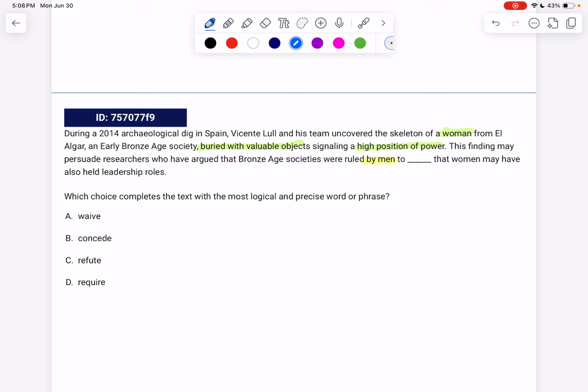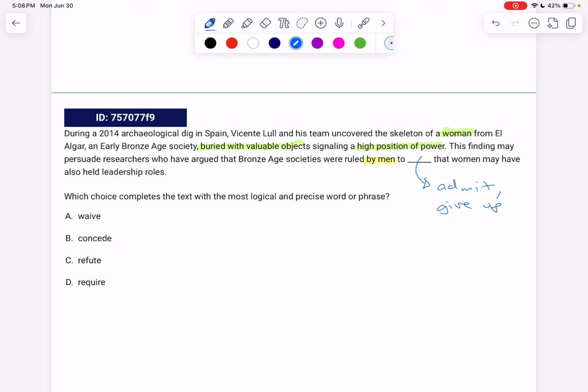Again, we're going to have a swap here, right? We're going to have a shift here. So really they're saying one thing and now they have to say the other thing. What's that called when you say one thing and then you have to say the other thing? Is it something like admit, give up, something like that, to say that, okay, women have also had leadership roles. So let's go to our answer choices and see which one matches.